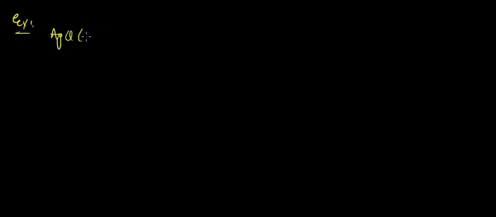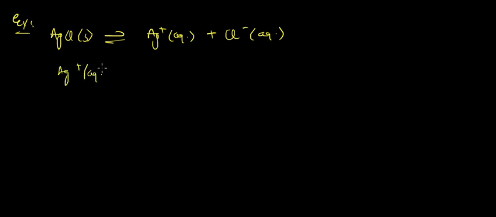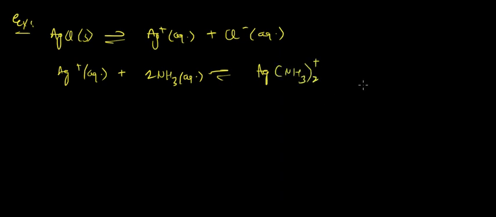AgCl. So AgCl in solid form gets dissociated into Ag plus aqueous and Cl minus aqueous. And another reaction we have in which Ag plus and 2NH3 aqueous forms a complex, again aqueous. So let's say the equilibrium constant for the first reaction was Kc1, and for this reaction it was Kc2.